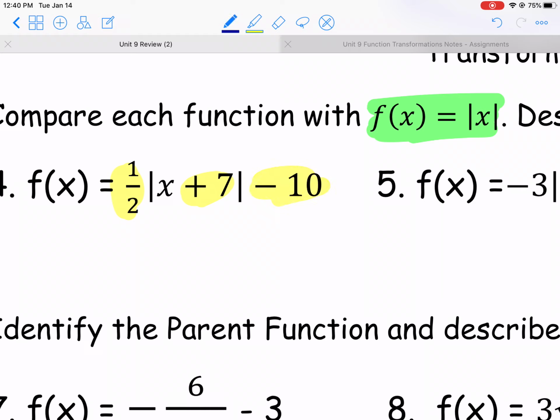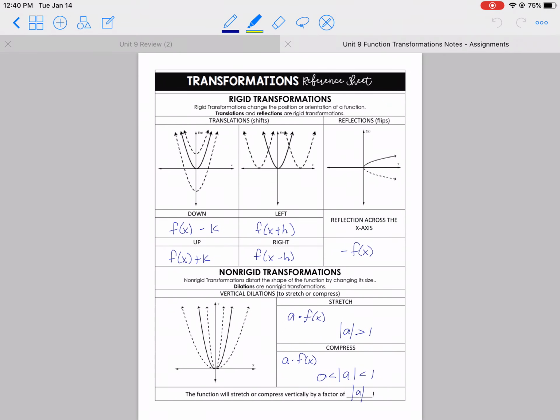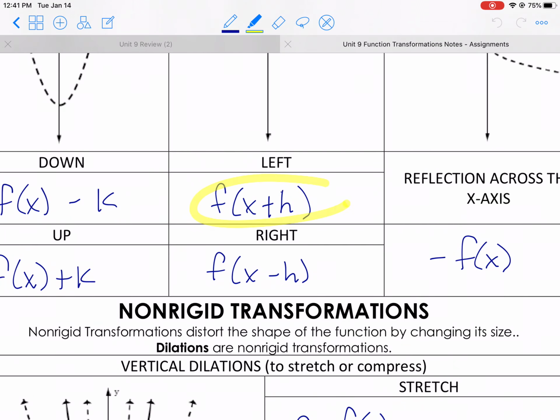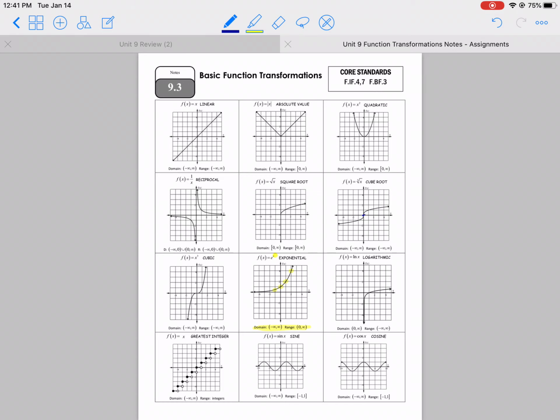Okay, the notes page that's super handy for this is this one right here. We described in detail what each of the parts are doing, right? So if you add inside of the function, it's telling you to go left. If you subtract inside of the function, it's telling you to go right. If you multiply the function by a negative, it's telling you to reflect, right? So we're paying attention to all of those things. This is a good note page to have as you're looking at it.